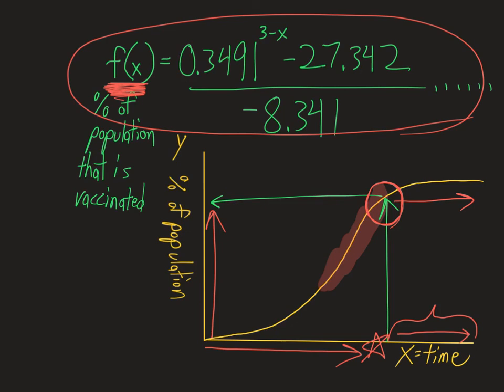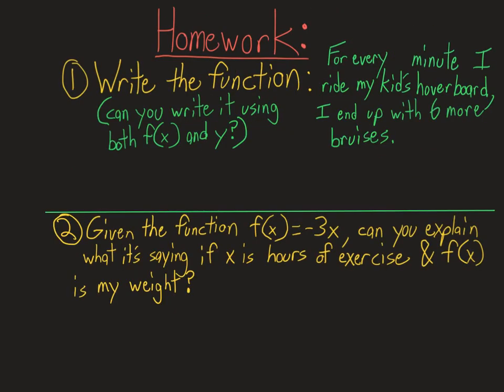Okay, let's get you to your homework. All right, here's 2 of the 3 homework problems. Let's look at them real quick. Number 1, write the function. So for every minute I ride my kid's hoverboard, I end up with 6 more bruises. Can you write that out as a function, just like we did with cans of beans and farts? And can you write it out using both the f of x and the y notations? So it'd be the same function, same equation, but you can write it out with a y, or you can write it out using an f of x. Do it both ways.